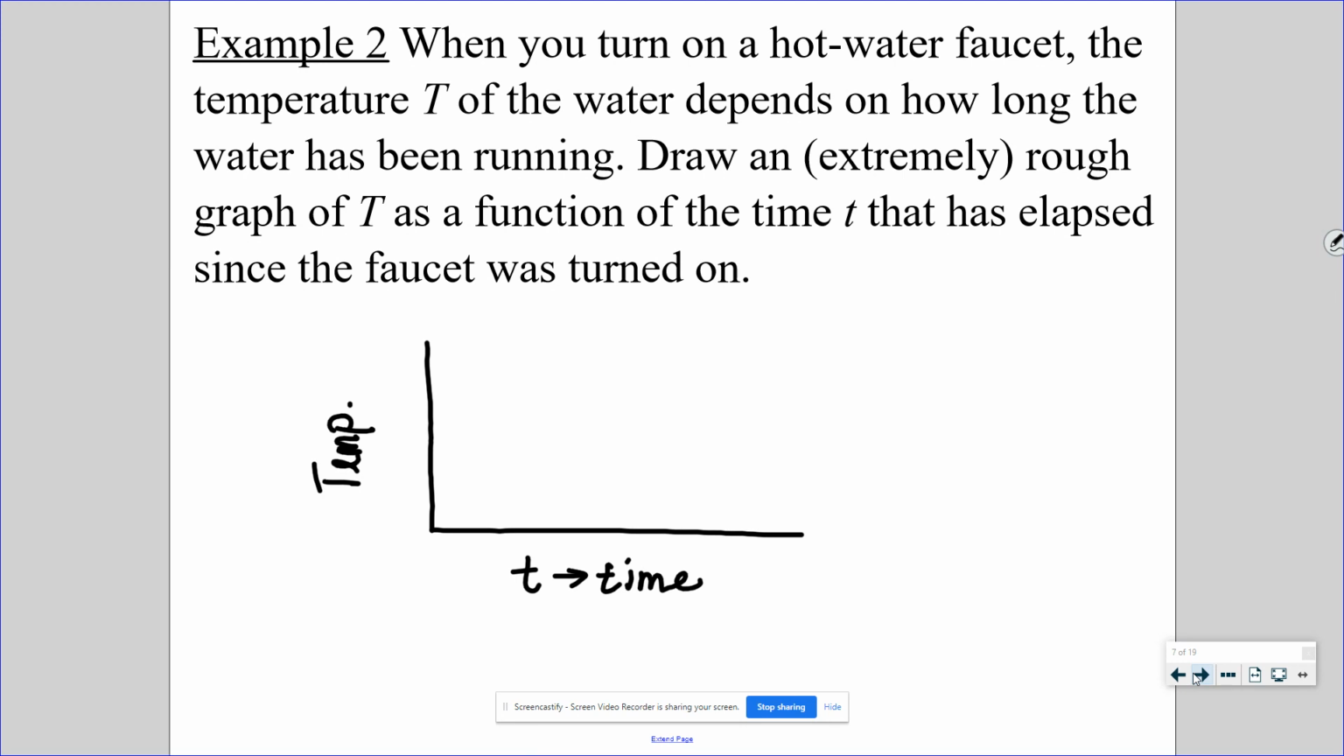When you turn on a hot water faucet, is it always hot at the beginning? No, it's not. It's kind of cold, right? So it's cold and it slowly warms up, right? Gets to a certain temperature and then it stays at that temperature. Now, the water will stay at that temperature until a certain point in time, and then it'll slowly start to decrease in temperature because it's been on for a while, right? Running out of hot water. So your graph's going to look something like that with a plateau at the top. See what I mean by extremely rough graph? It's not real pretty, but you get the point.